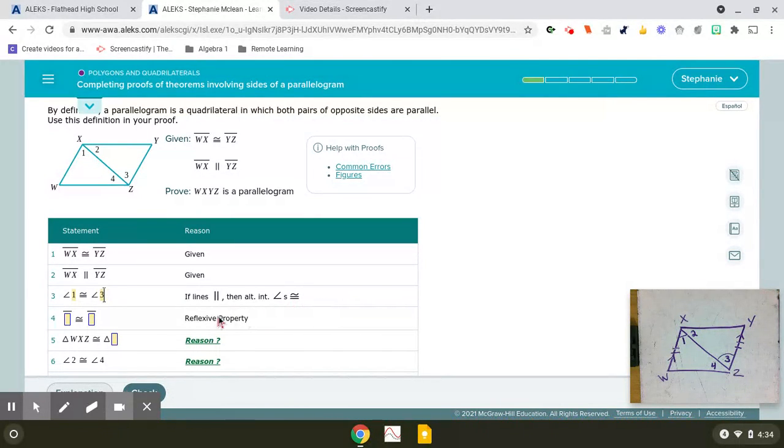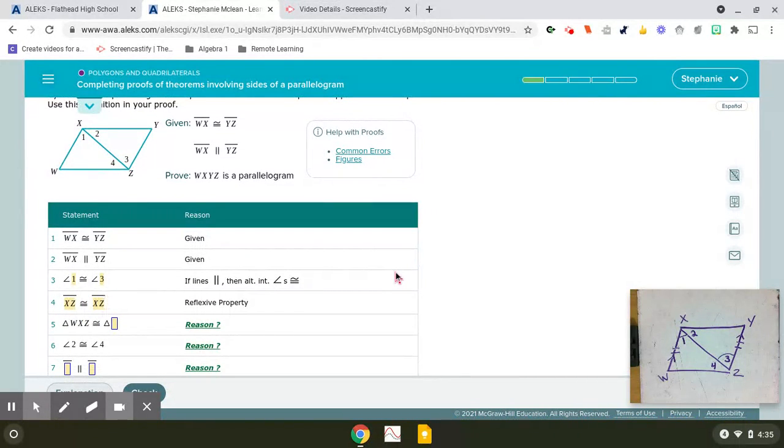Now the last part of this, they're using the reflexive property, which we use when the triangles share a side. So here they share this middle side, XZ. So we know that XZ is congruent to XZ. That's the reflexive property. Therefore, we know that triangle WXZ is congruent to YZX.